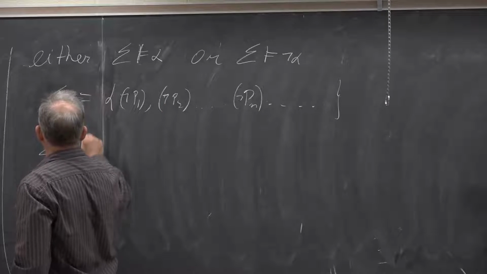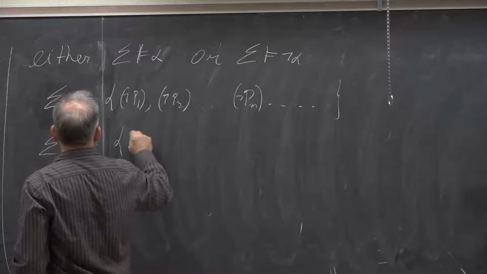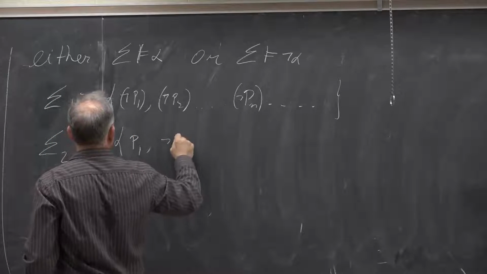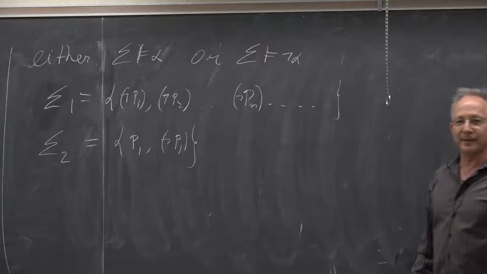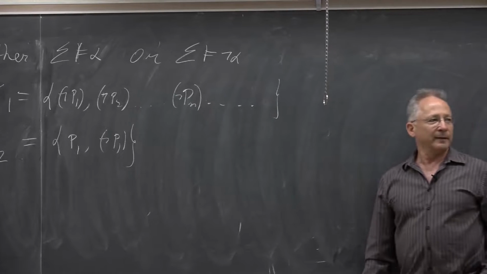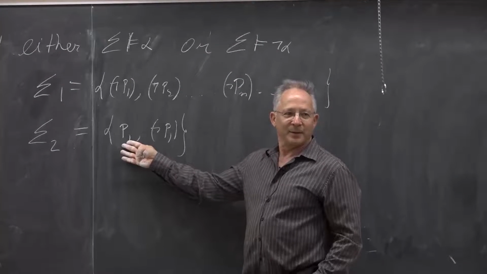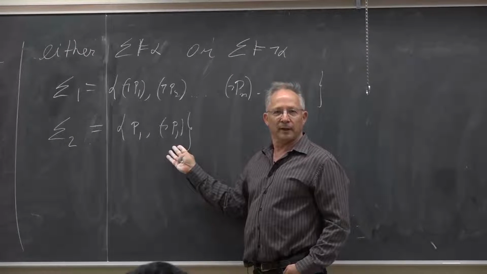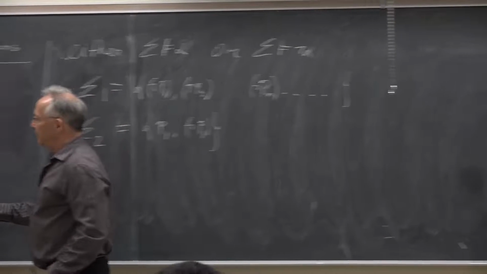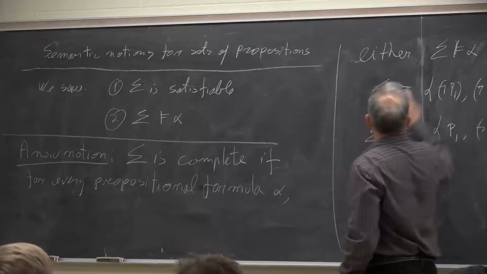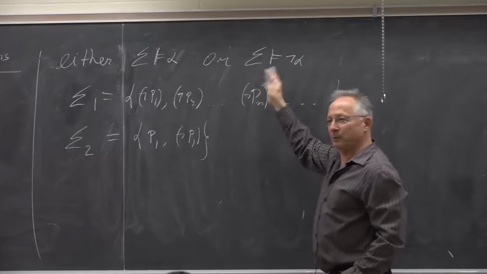Let's look at sigma 2, which is much simpler. Just have P1 and not P1. Okay, so sigma 2 is a good example, because remember by the Russell story and the Pope, we know that if we start from a contradiction, everything is logically implied. So for every propositional formula alpha, either it will imply alpha, or it will imply not alpha. Actually, it will do both.